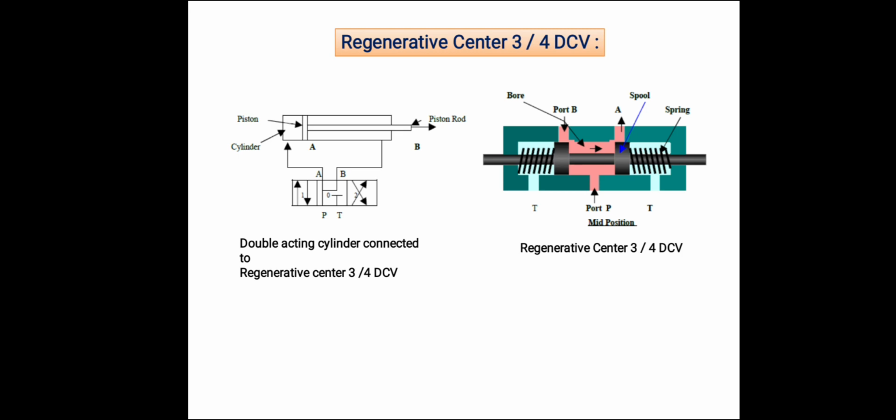The second figure shows the regenerative center type 3x4 DCV in its mid position. In the mid position, pump port P is connected to A and B, and the tank port is blocked.